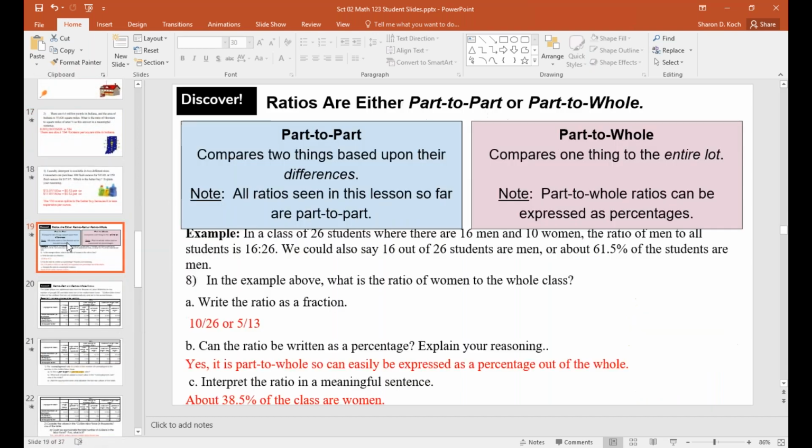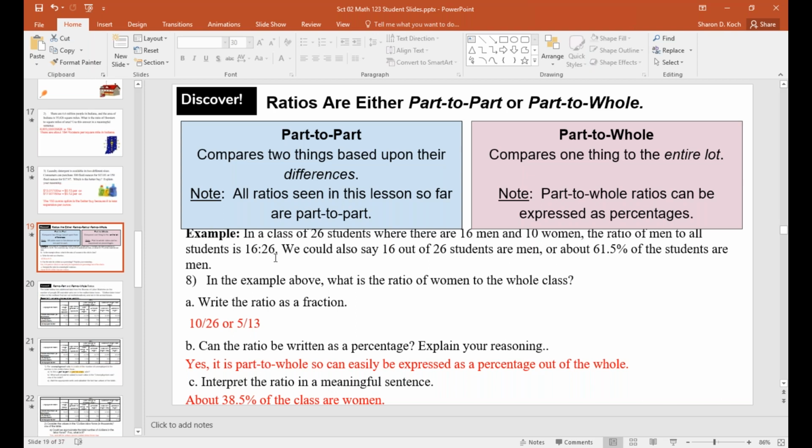So I know I talked about different kinds of ratios, but everything we've shown so far has been a part-to-part ratio. Okay, all ratios we've seen in this lesson have been part to part, but sometimes we're going to be comparing something to the whole giant group. When we do that, that is what we call a part to whole ratio. So you definitely want to know the difference between the two. What's a part to part? What's a part to whole?